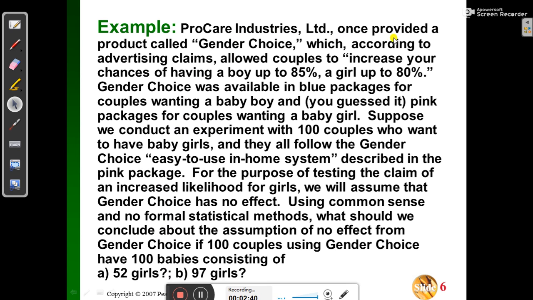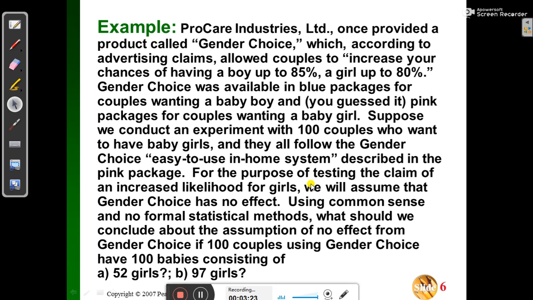Procare Industries Limited once provided a product called Gender Choice, which according to advertising claims allowed couples to increase their chances of having a boy up to 85% and a girl up to 80%. Gender Choice was available in blue packages for couples wanting a baby boy and, you guessed it, pink packages for couples wanting a baby girl. Suppose we conduct an experiment with 100 couples who want to have baby girls and they all follow the Gender Choice easy-to-use in-home system described in the pink package.